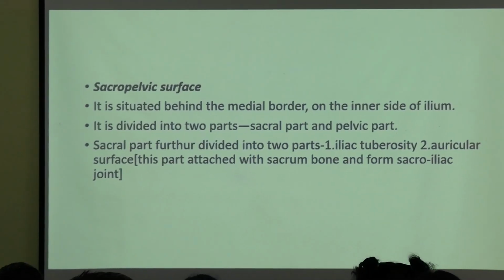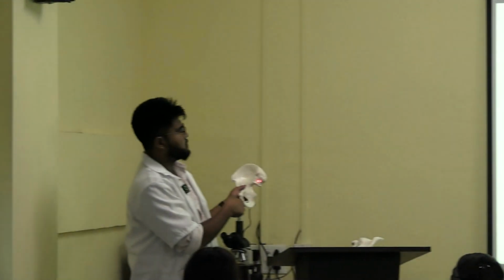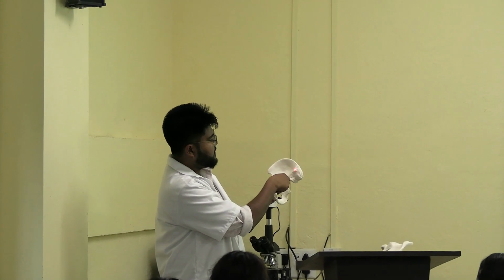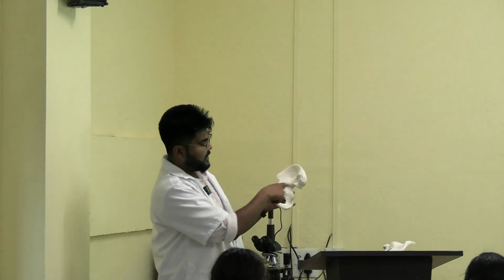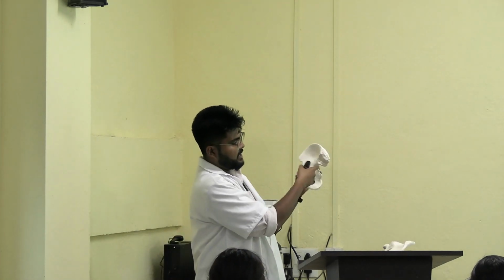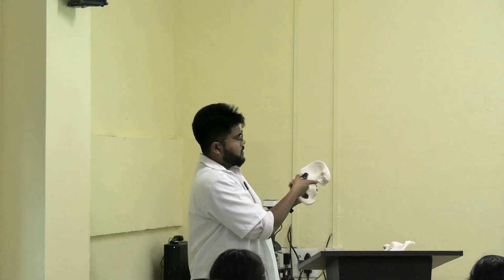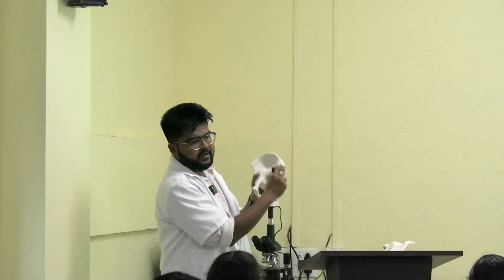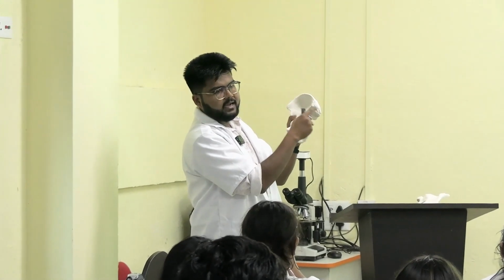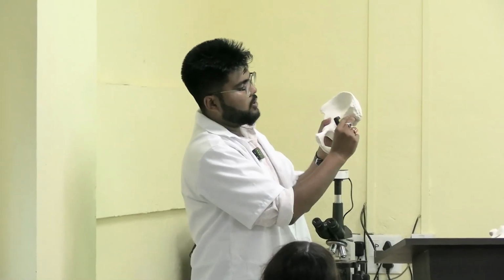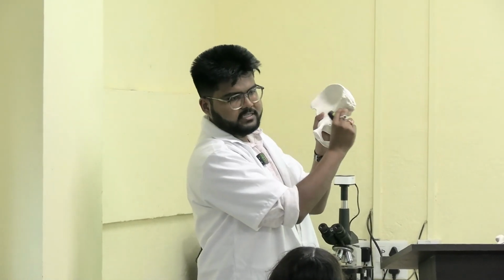So this is the sacropelvic surface. It's situated behind the medial border on the inner side of the ilium, and it's divided into two parts. One is the sacral part, another is the pelvic part. This sacral part is further divided into two parts. One is called the iliac tuberosity, another is called the auricular surface or articular surface.